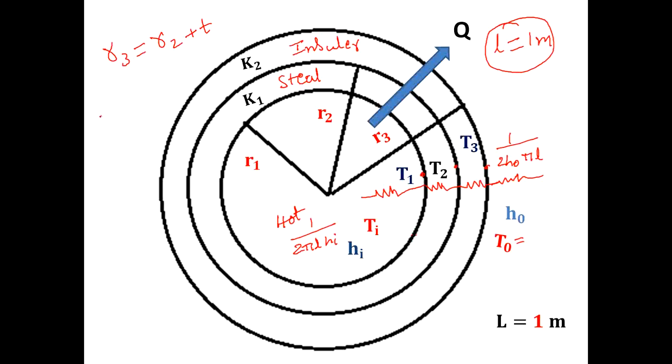Here thermal resistance due to K1: R thermal of K1 is equal to ln of R2 by R1 divided by 2 pi L K1. Thermal conductivity of mild steel is 50 watt per meter Kelvin. It is insulator material. Insulator means it is not an absolute insulator. There will be some thermal conductivity. That is given, 0.04 watt per meter Kelvin. Please note down this sketch properly as per your convenience.